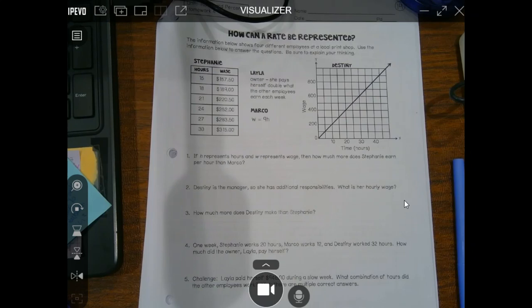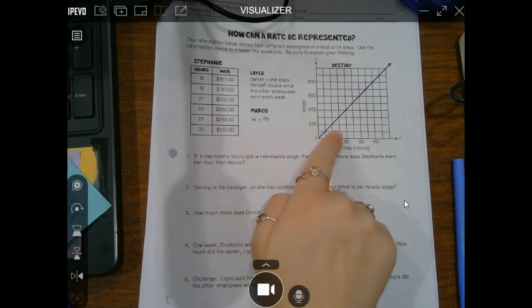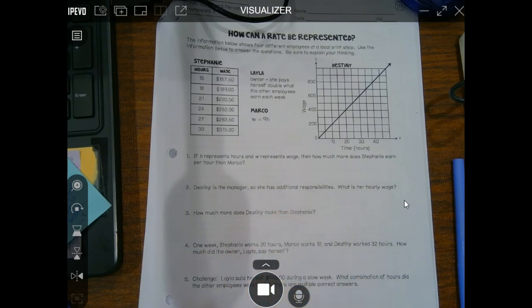Hello, my little mathematicians. Today I'm going to help you get started on how to figure out how rate can be represented in a table, an equation, and a graph by answering these questions.